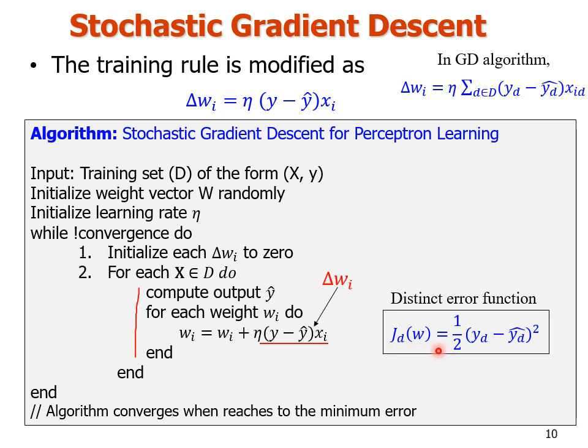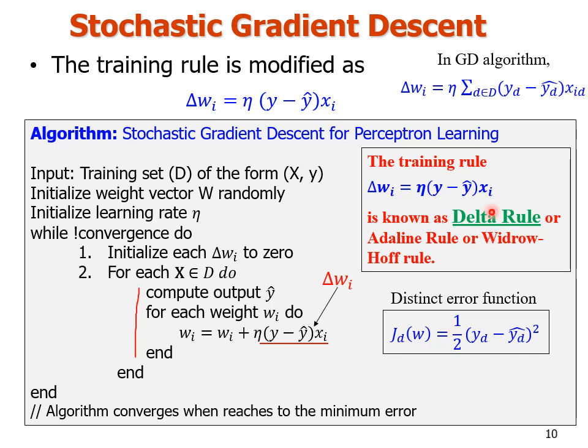The training rule delta Wi equal to eta times (y minus y hat) times xi is popularly known as the delta rule. A few other names for this rule are the Adaline rule or the Widrow-Hoff rule. So these names suggest the names of the inventors of this algorithm. So this is the delta rule.